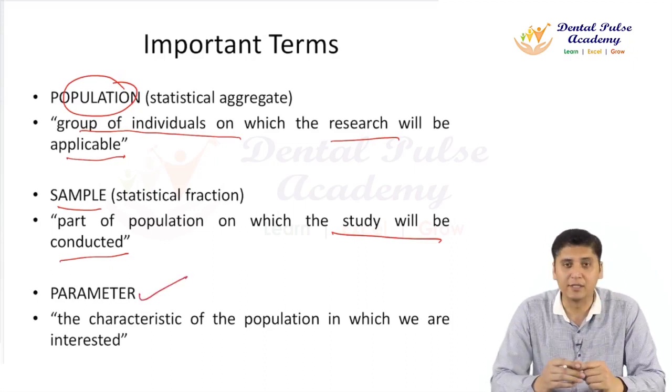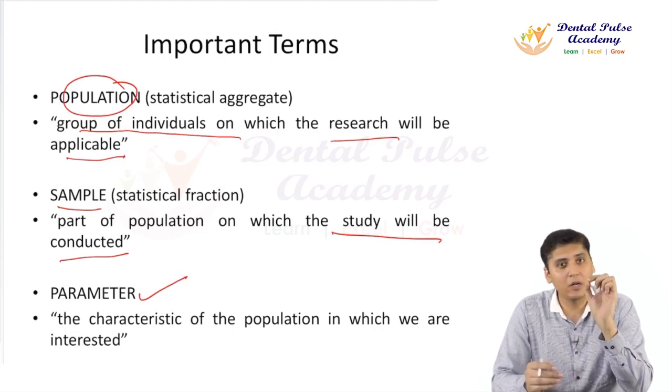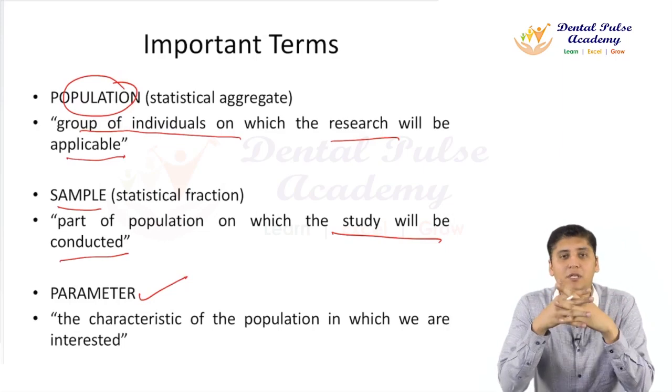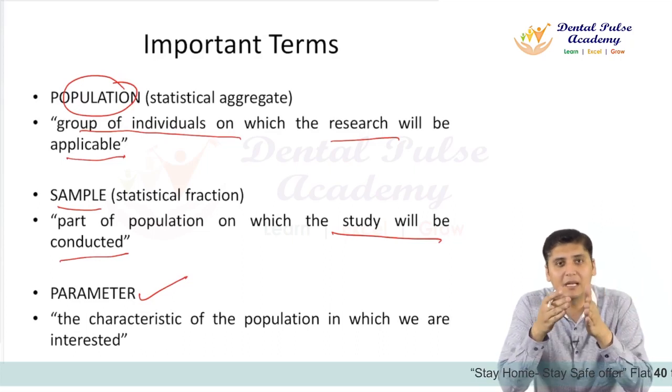Next term is parameters. What is a parameter? Parameter is that characteristic that you are actually going to study in the population or in the sample. For example, I want to study the height of males in any class. So height is the parameter and male is the population.